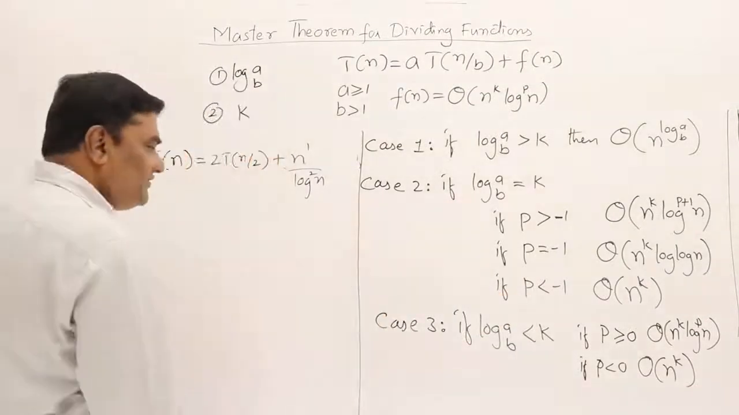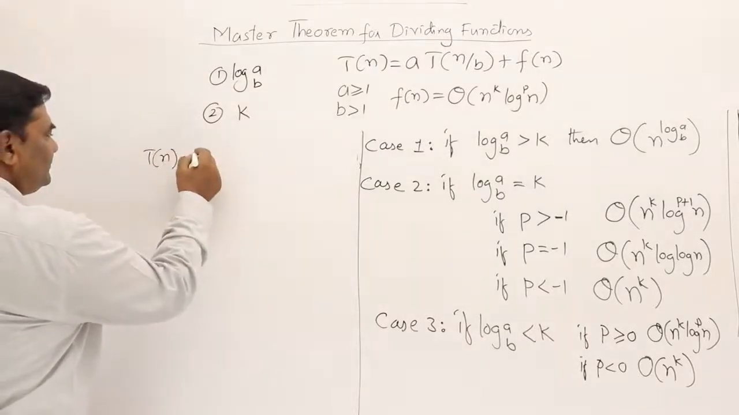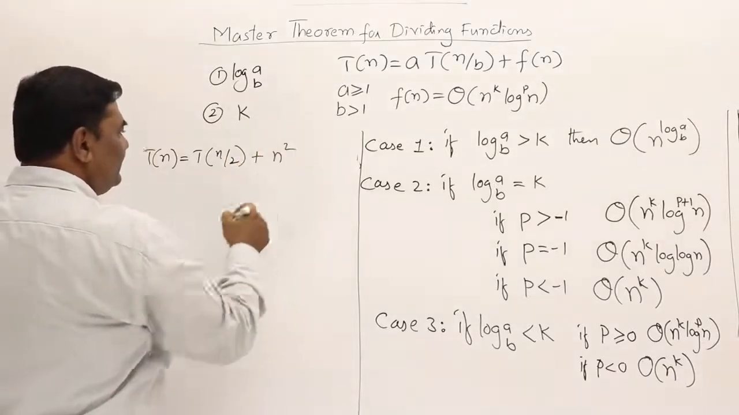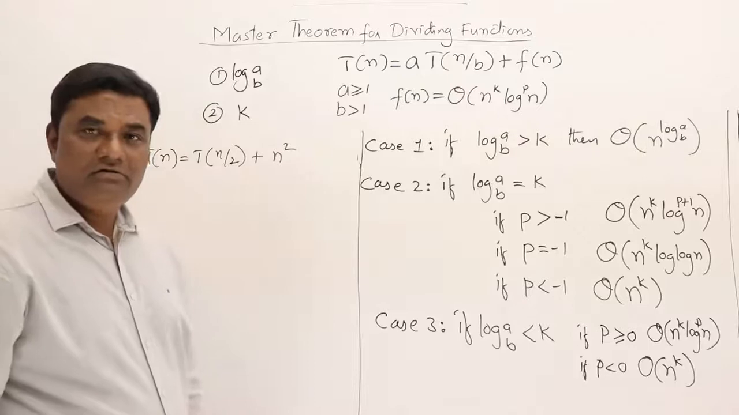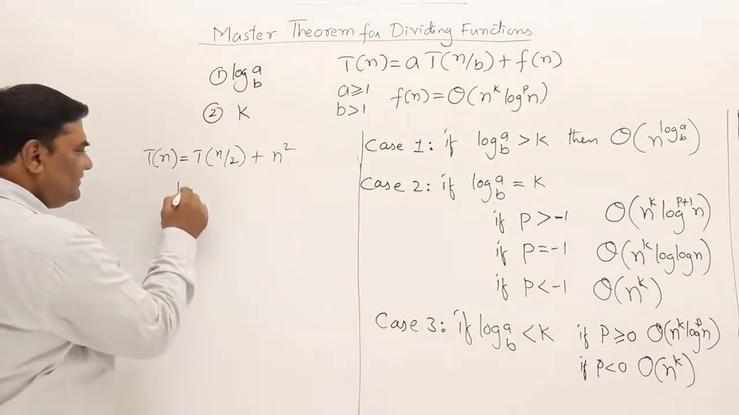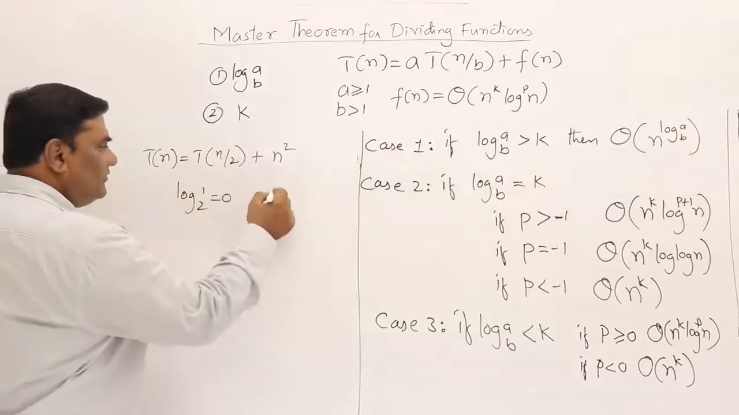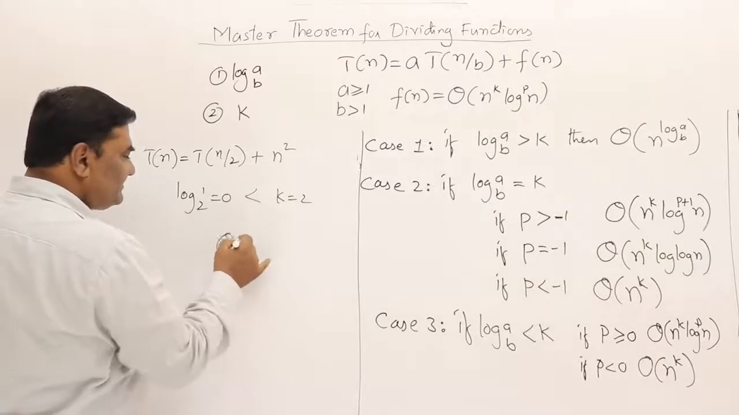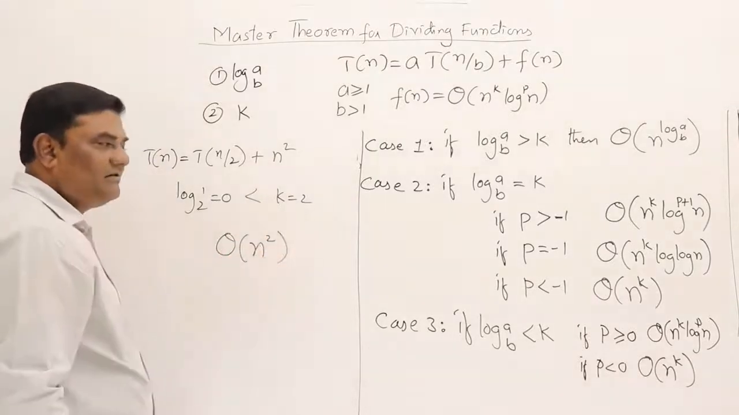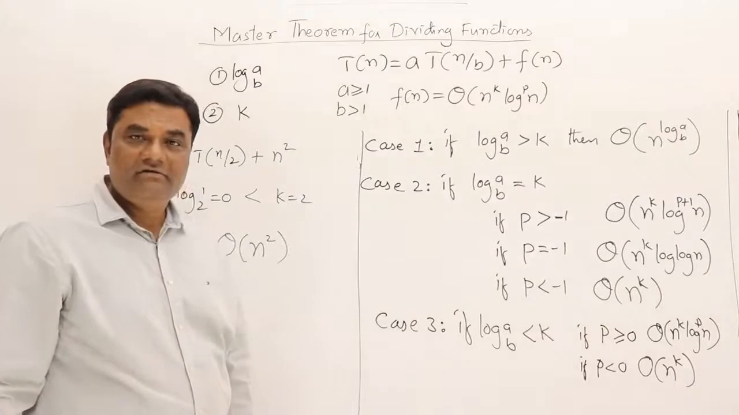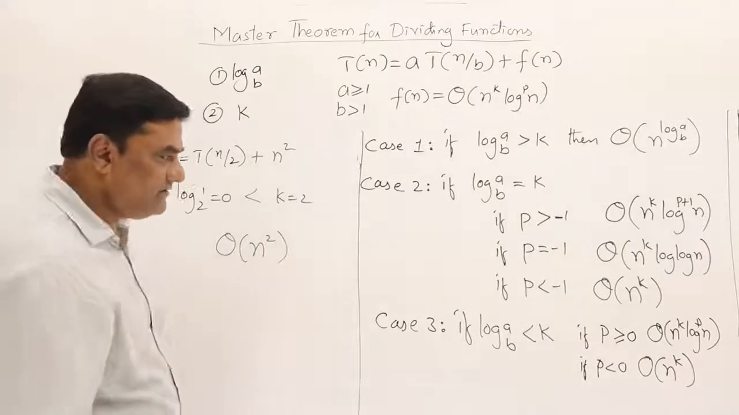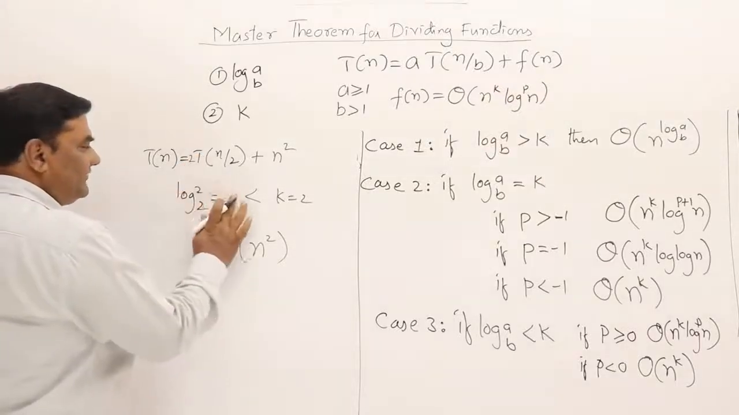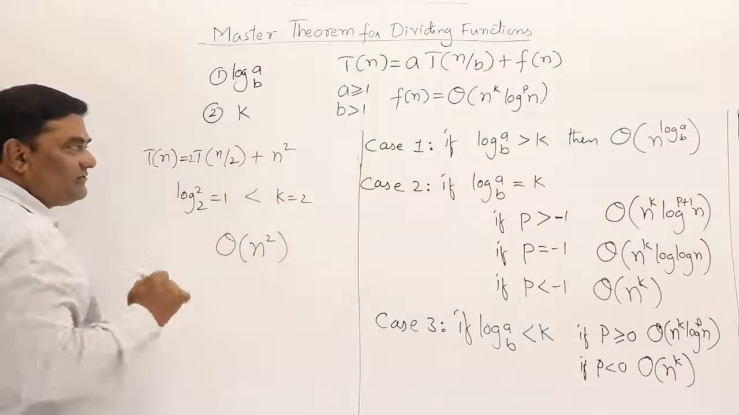Now the third case I will show you. T(n) equals T(n/2) plus n square. What is log a base b? Log 1 base 2 is 0 and k is 2. So this is smaller than this one. This is greater. So this is theta of n square. If this is 2 base 2, log 2 base 2 is 1, still this is greater. The answer is n square.